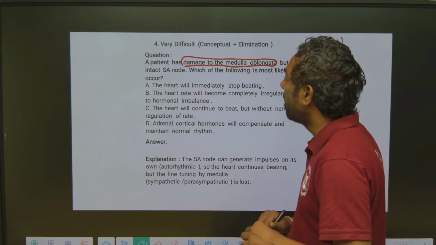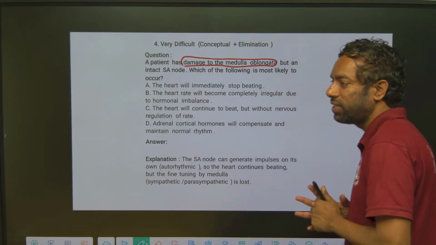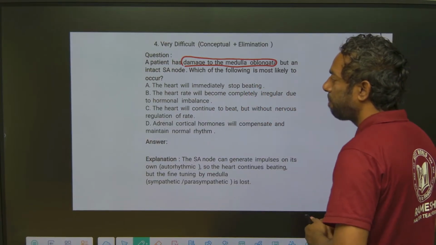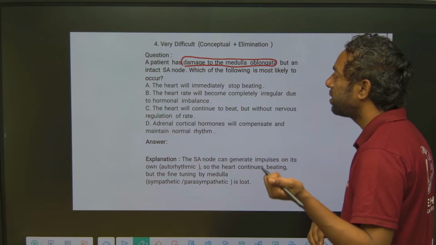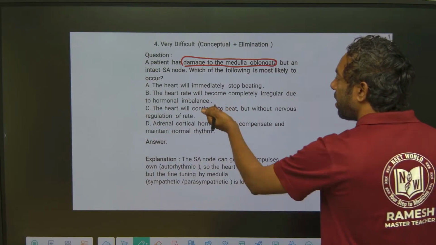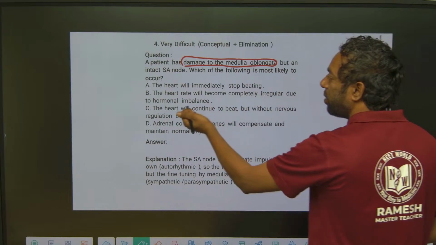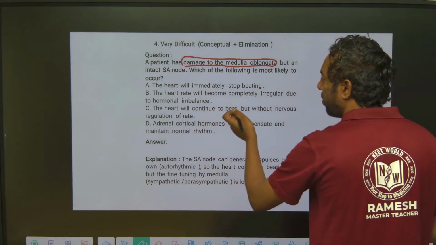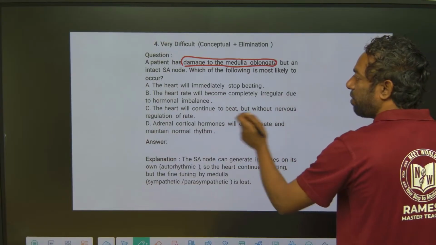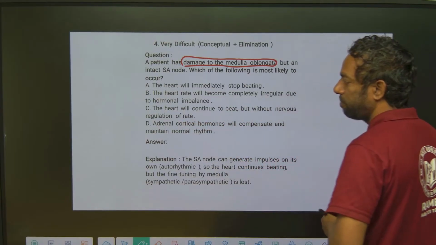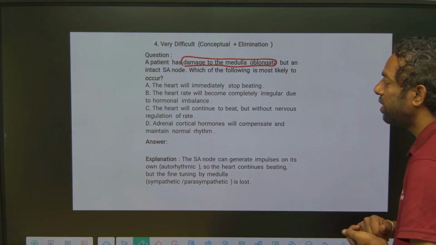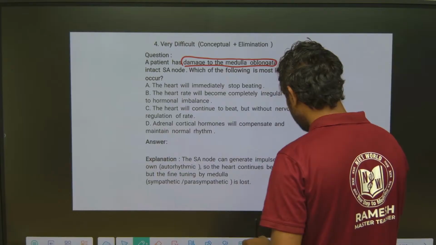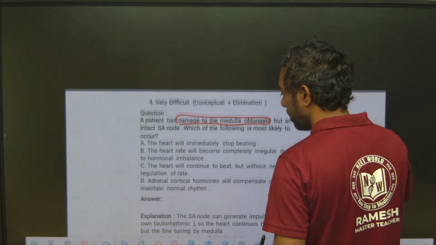Okay, you have to guess the answer from the statements. The heart rate will immediately stop, breathing will stop. The heart rate will become completely irregular due to hormonal imbalance. The heart will continue to beat without nervous regulation of rate. The adrenal cortex hormones control the heart rate.